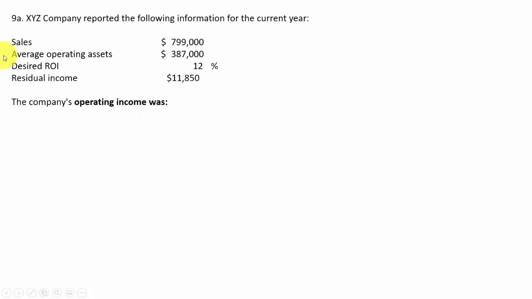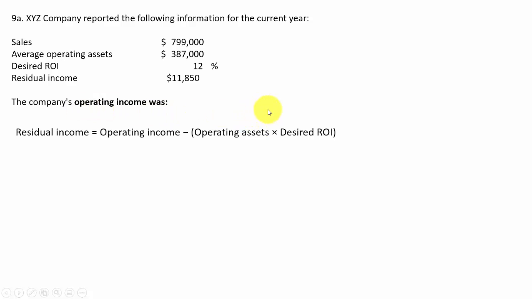The next problem starts with XYZ Company reported the following information for the current year. Sales were $799,000. Average operating assets were $387,000. Desired return on investment was 12%, and residual income was $11,850. So they want to know what was the operating income for the year. All right, this is one of these things where we've got 4 pieces. We know 3 of the 4 pieces. We can find the unknown piece.